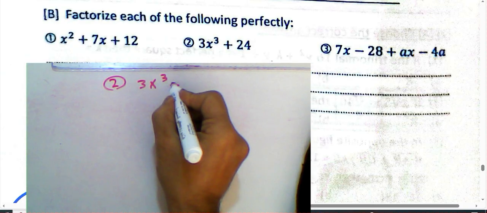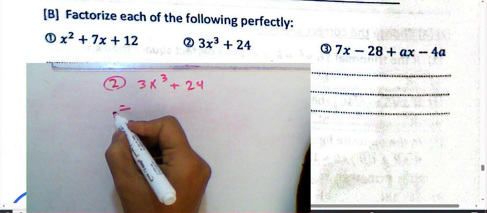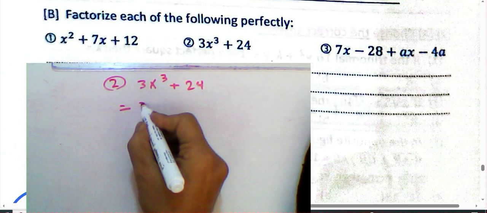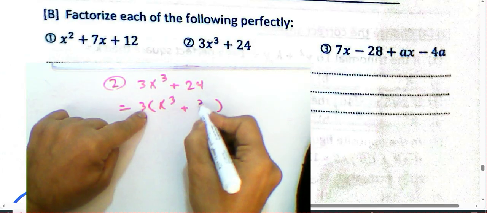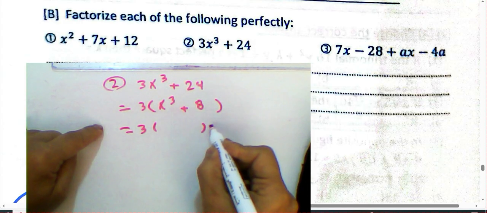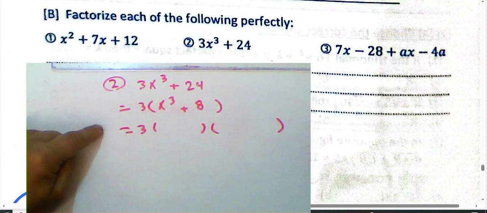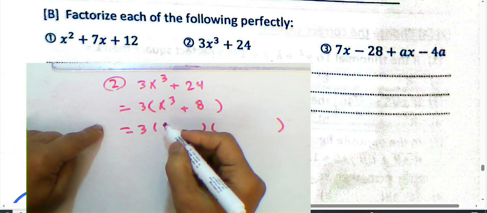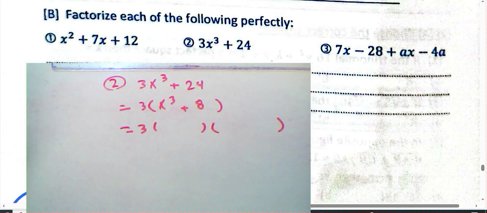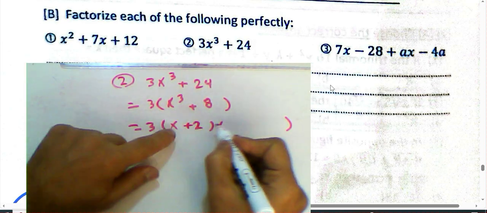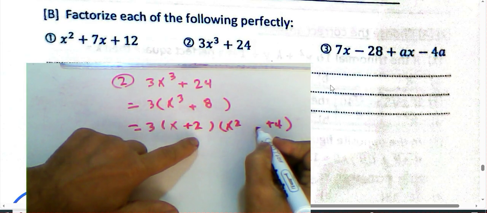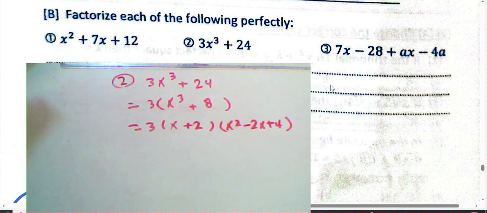We have 3x power 3 plus 24. You can write the highest common factor between the two terms here, 3 outside. Okay, 3x power 3 divided by 3 equals x power 3 and 24 divided by 3 equals 8. Then you can write 3 as the highest common factor and factorize the expression between the two terms. In the small brackets, start with the cubic root of x power 3, it will be x. The cubic root of 8 equals 2, and x will be power 2. 2 power 2 is 4, and the middle is first times second, change the sign between them.